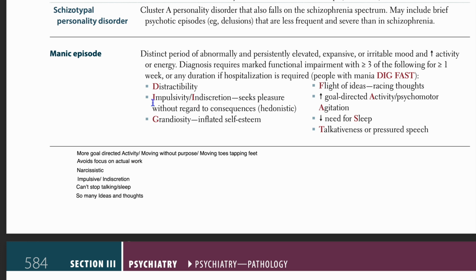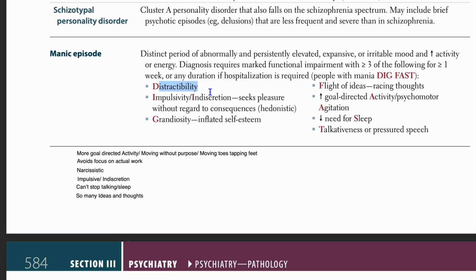For this, I made a mnemonic as well. MANICS: M is more goal-directed activity, or moving without purpose, moving toes or tapping feet. A is avoids focus on actual work. N for narcissistic. I for impulsive or indiscretion. C for can't stop talking or sleep. And S for so many ideas and thoughts going through their head. Or you can do DIG FAST.